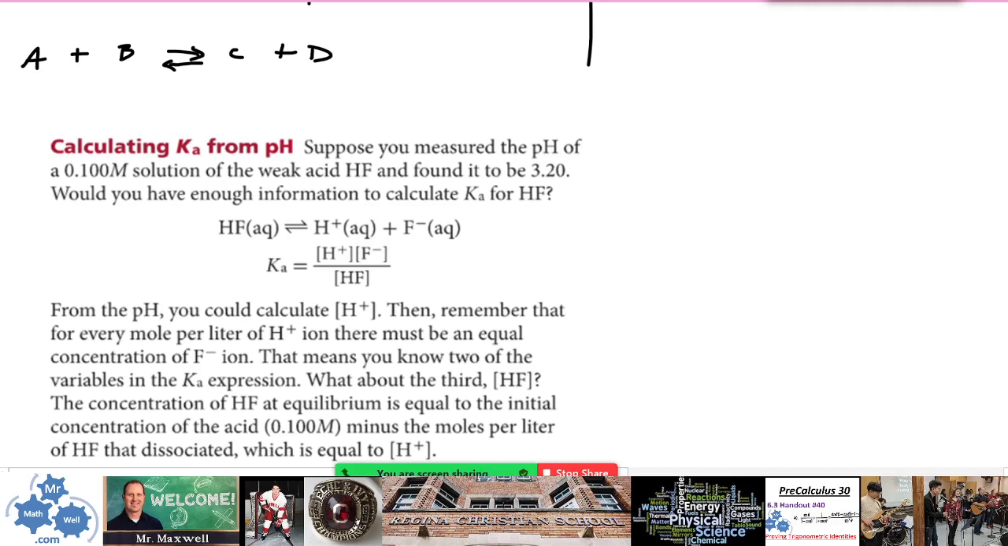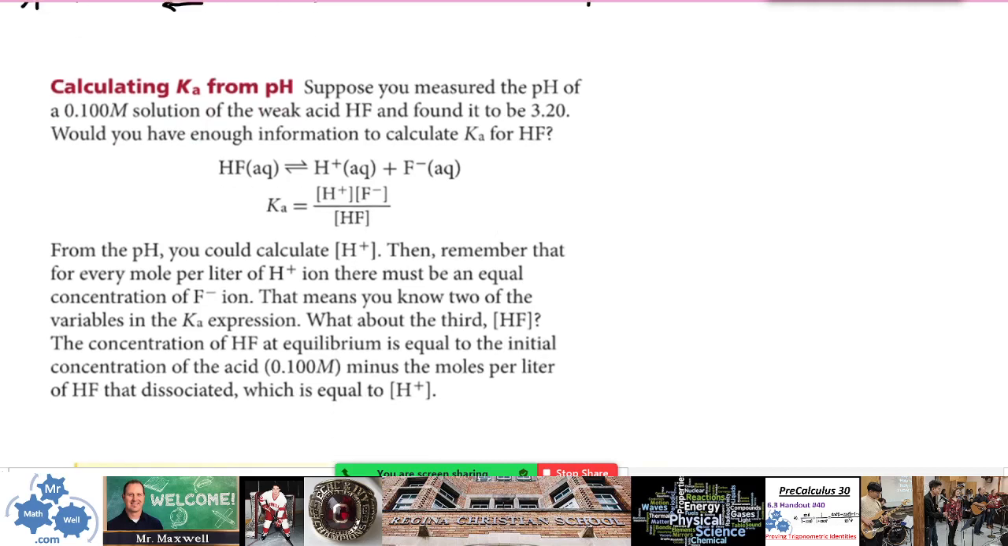Okay, so let's take a look at this from the textbook. Suppose you measure the pH of a 0.1 molar solution of weak acid HF and found it to be 3.2. Would you have enough information to calculate Ka? So here's calculating Ka. Let's read what it says, because this is what we want to focus on here today, and we'll extend this in the next example.